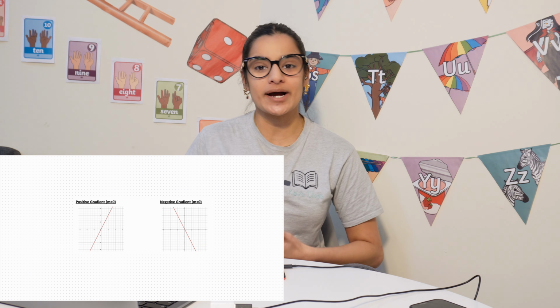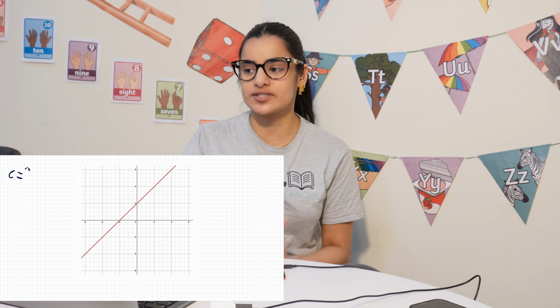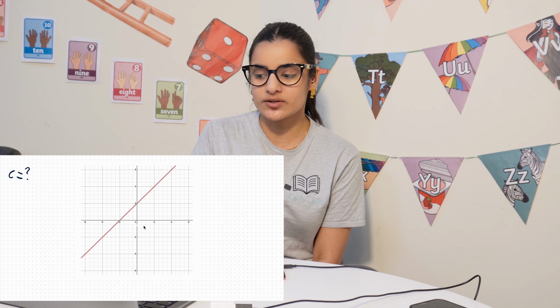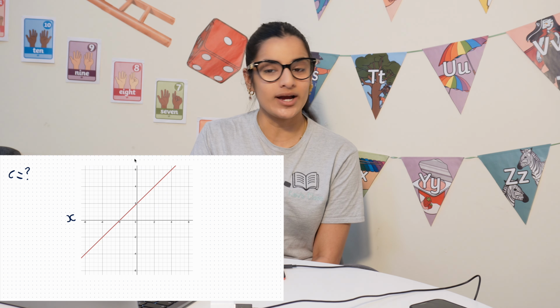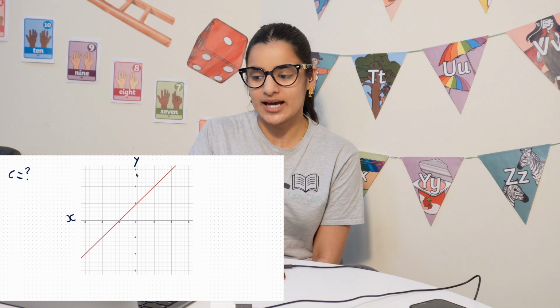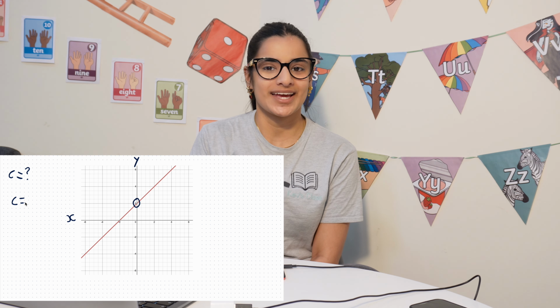The next thing we're looking at is the y-intercept. This is where the straight line crosses the y-axis and is represented using the letter c. It is important to remember the y-axis is along the line x equals 0. Let's take this graph for example. So we know that our horizontal line is our x-axis and our vertical line is our y-axis. So we're looking for where our straight line crosses the y-axis. And here it is 2. So my answer would be c equals 2. It's really that simple.